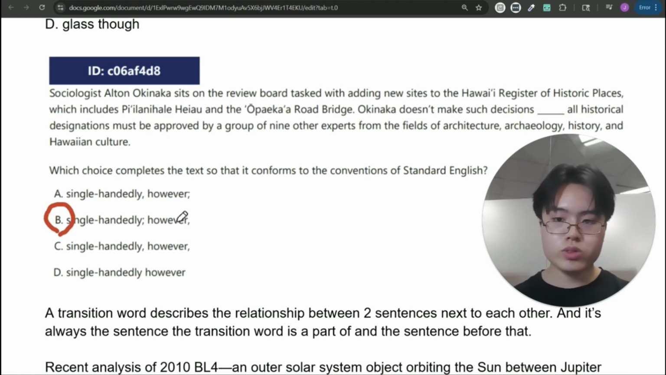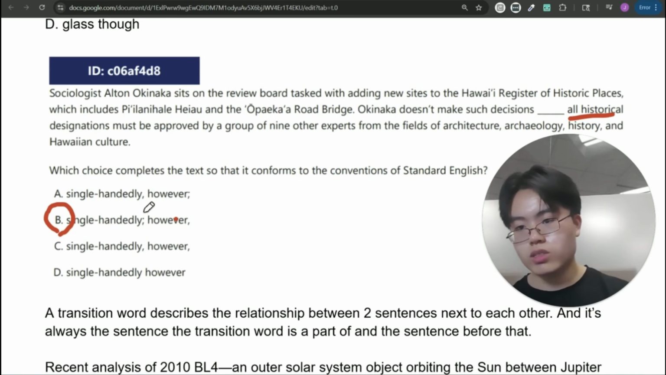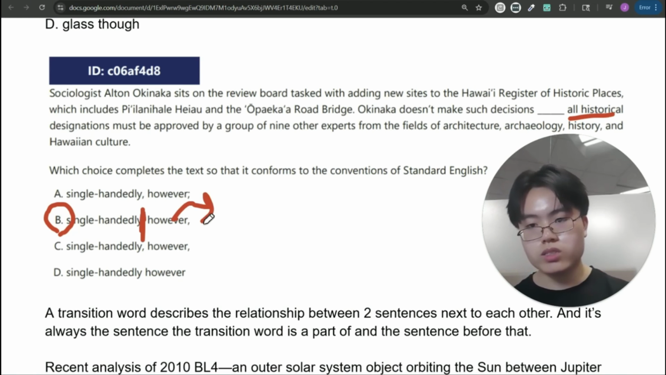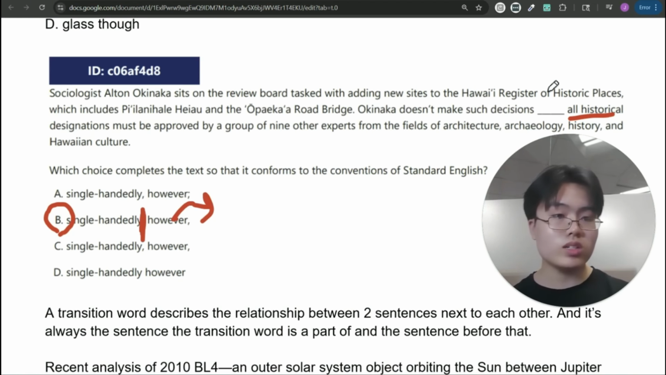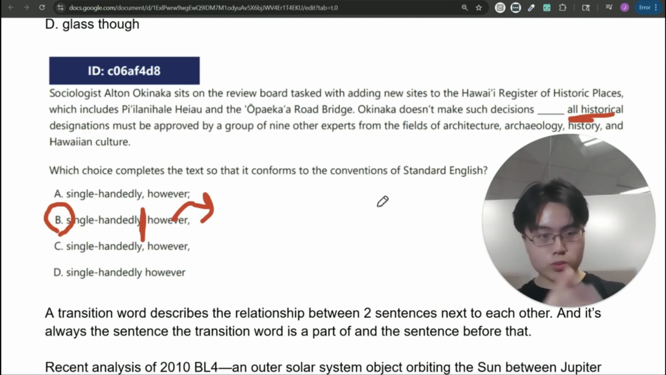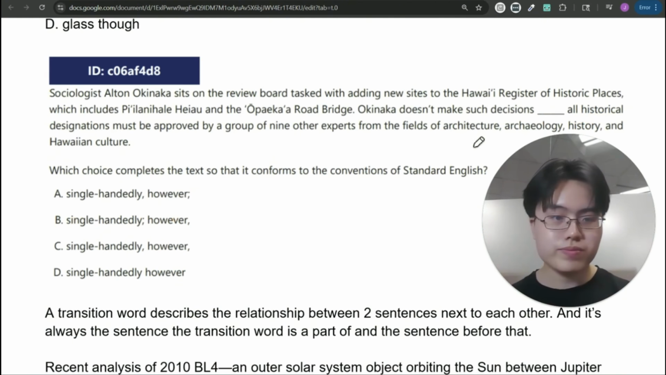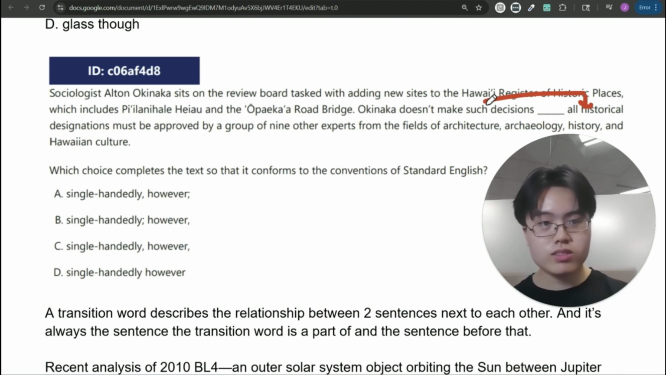Because B, this "however," is a part of this sentence, right? Because the sentence ends there. "However" is a part of this sentence then, because the sentence ends right there. It's always the sentence it's a part of and the sentence before that one. So it's a part of this sentence, and the sentence before that one.